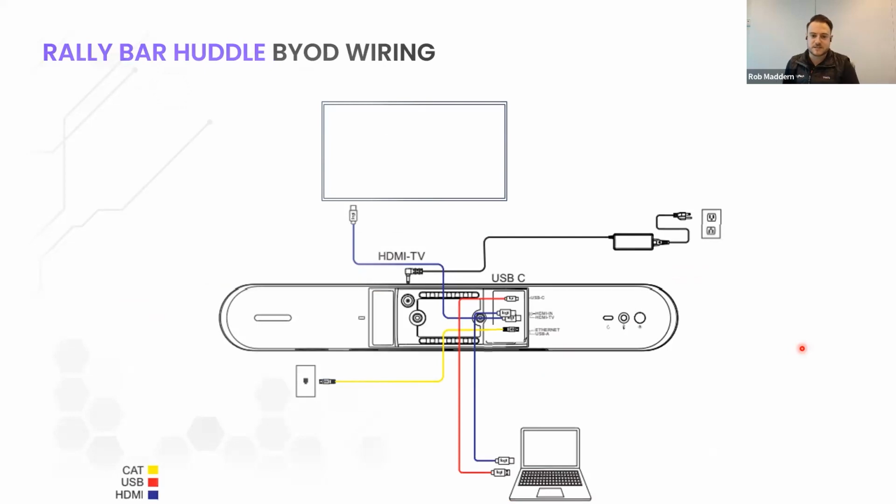And BYOD wiring, as you can see here, again, we're making use of our HDMI input and our HDMI output to the display. A cool note as well here is, being a newer product, the Rally Bar Huddle is actually our first device to support 4K HDMI inputs and outputs. So if we've got a nice big commercial 4K display, as most commercial displays are nowadays, that actually means that the HDMI input can pass through a full 4K signal, so you can make use of that resolution as well.